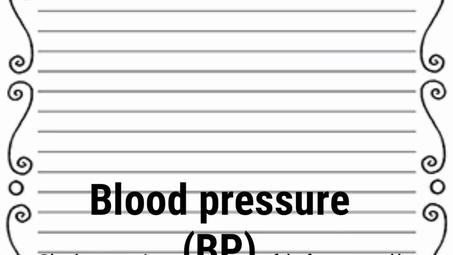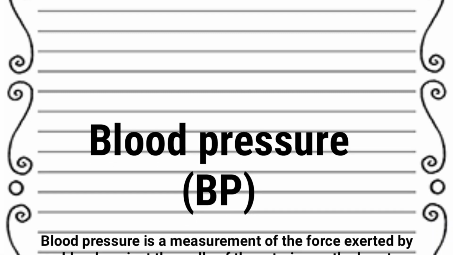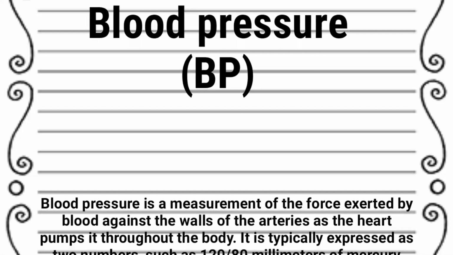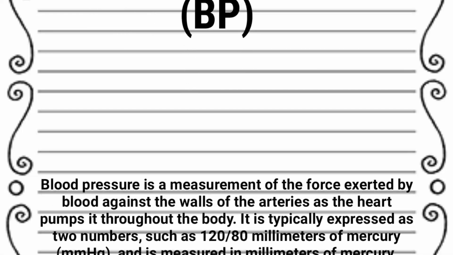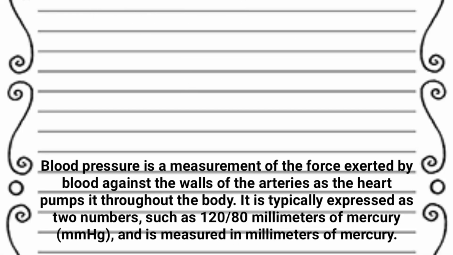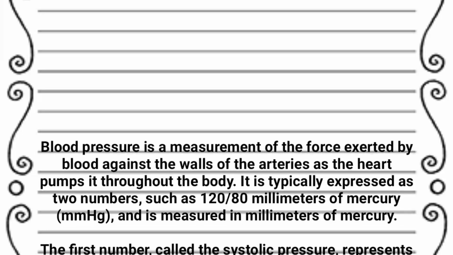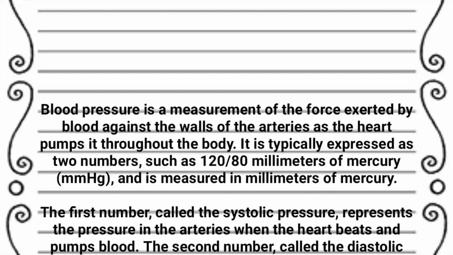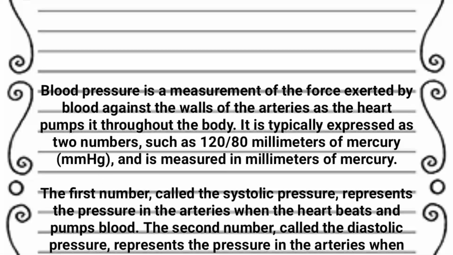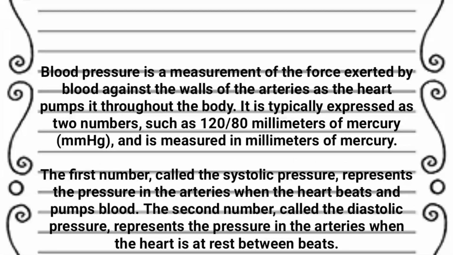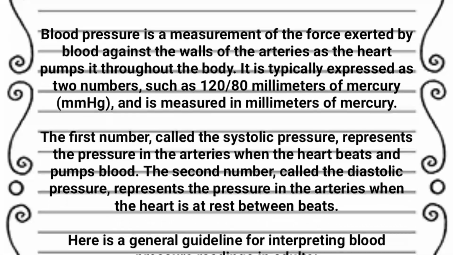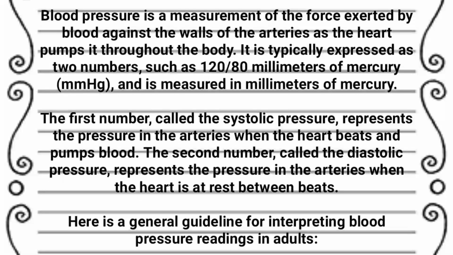Blood pressure. Blood pressure is a measurement of the force exerted by blood against the walls of the arteries as the heart pumps it throughout the body. It is typically expressed as two numbers, such as 122 over 80 mmHg, and is measured in millimeters of mercury. The first number, called the systolic pressure, represents the pressure in the arteries when the heart beats and pumps blood. The second number, called the diastolic pressure, represents the pressure in the arteries when the heart is at rest between beats.